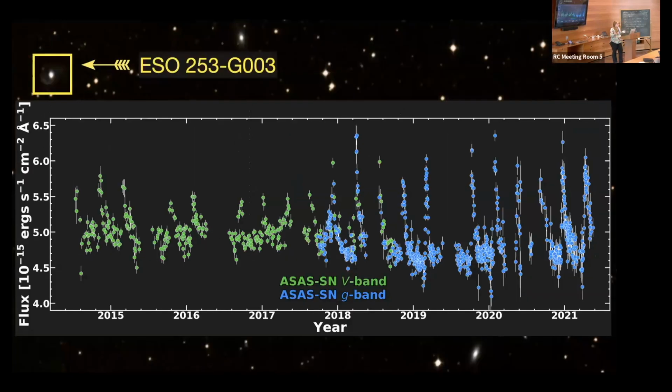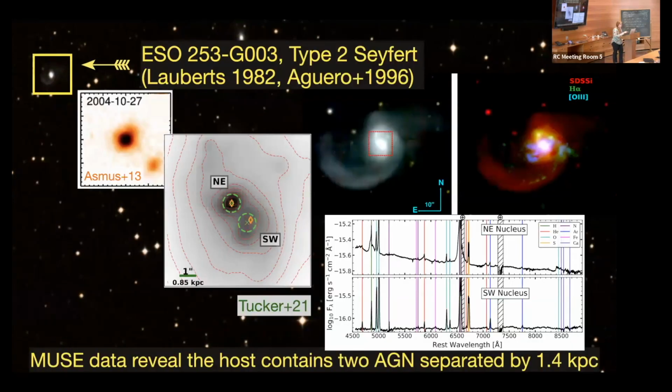As I mentioned before, this object is within a known AGN. Its host galaxy is ESO 253-G003. And this object has long been known to be an AGN. It was first classified as a type 2 Seyfert back in the 80s and 90s. It was also noted in these catalogs that this is definitely a late stage merger system. There's a very noticeable kiloparsec scale tidal tail.